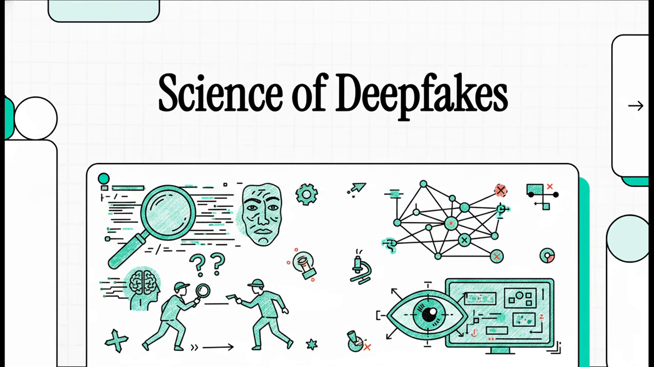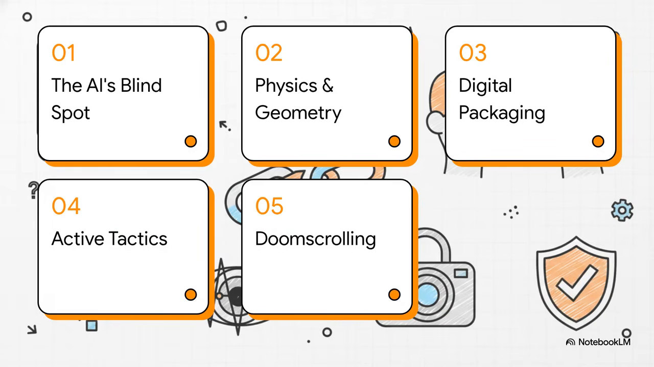Well, there's actually this whole hidden science, a literal cat-and-mouse game happening right now between digital forensics experts and AI generators. We're going to look at the exact methods these scientists use to hunt down fakes, and I promise you, the clues they look for are going to completely change how you look at the media on your screen. Okay, let's dive into this.